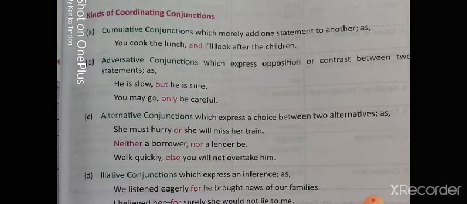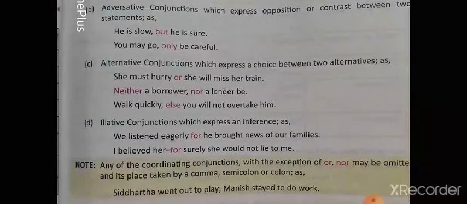Neither am I a borrower, nor am I a lender. So you have to make a choice, like either you become a borrower or you become a lender, like this. Walk quickly else you will not overtake him. Either walk quickly or you will not overtake him, like this. So it is a choice. Those are in contrast. Alright, last one is the elative conjunction, which expresses inference. We listened eagerly, for he brought the news for our family. I believed her, for surely she would not lie to me.